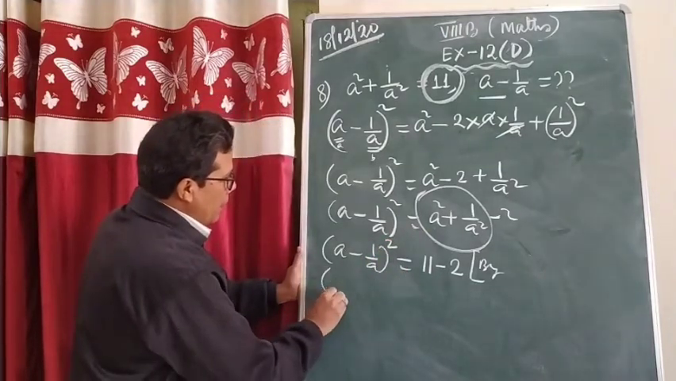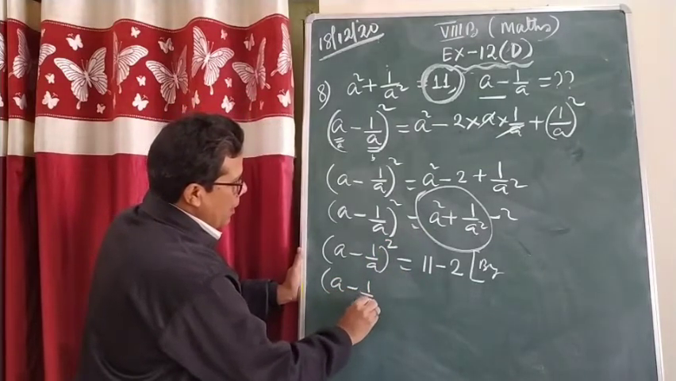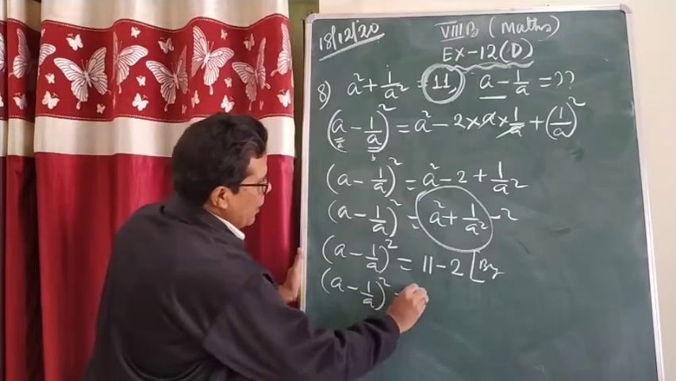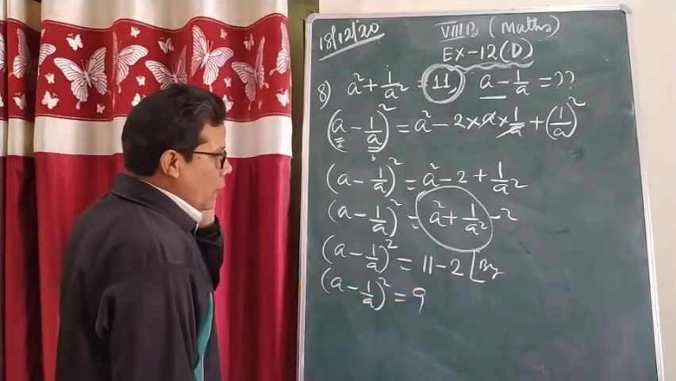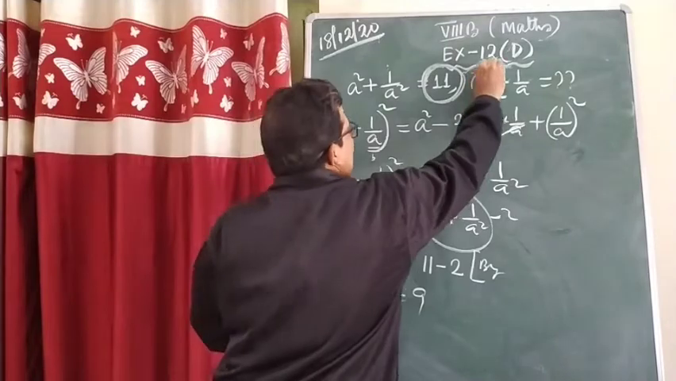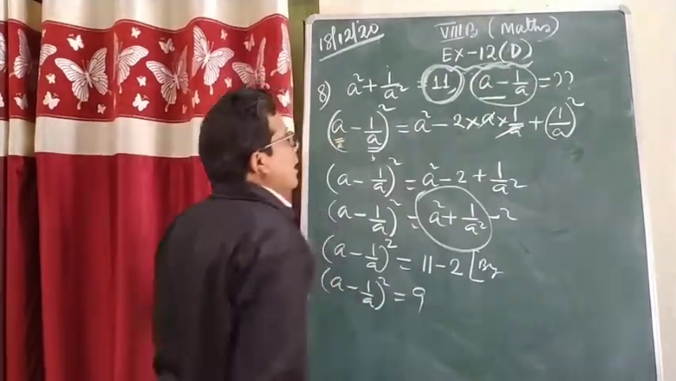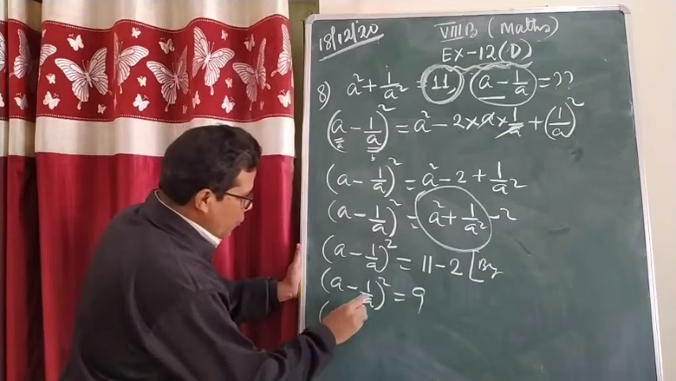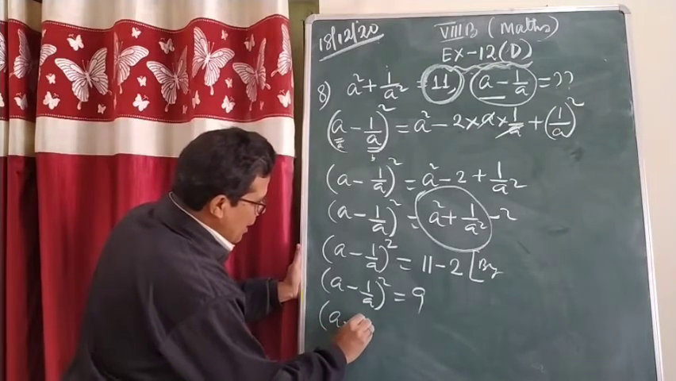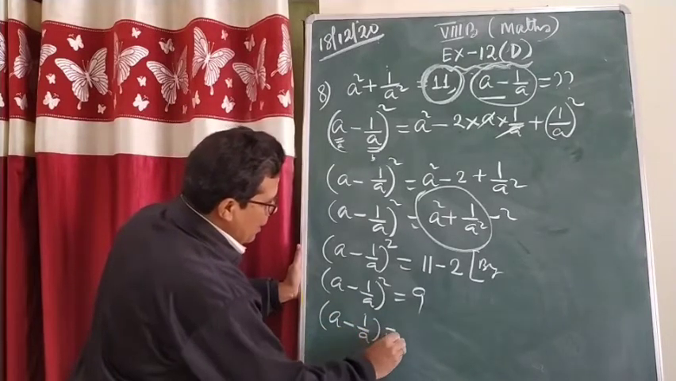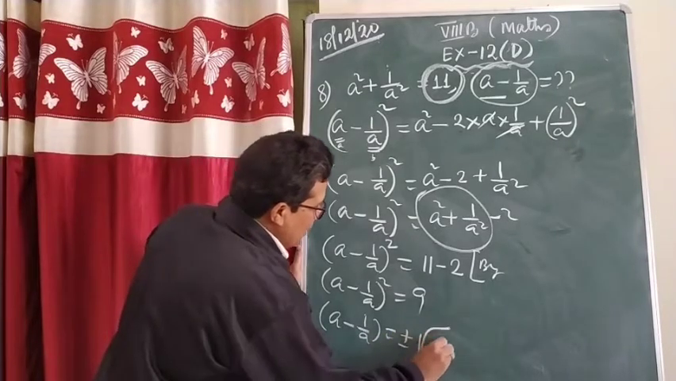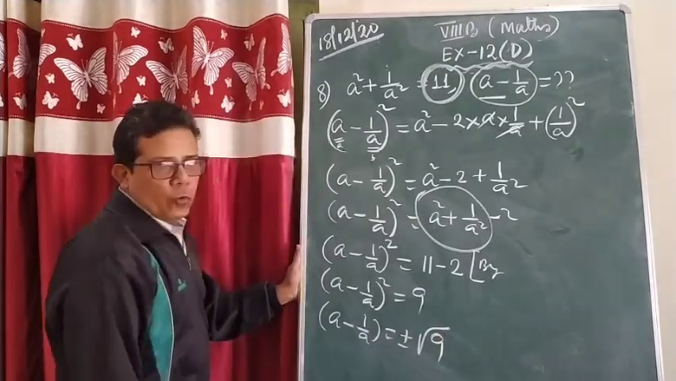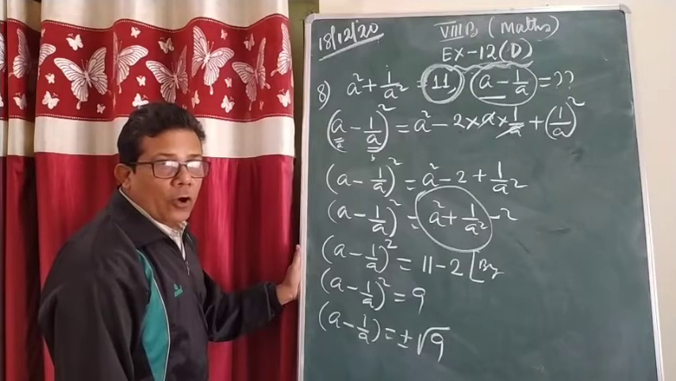So what will come, beta? A minus 1 by a whole square equal to 9 will come, or not. But you have to find the value of only a minus 1 by a. Like I explained to you, what do we have? In the square sign, so you write a minus 1 by a equal to plus minus, and then you are supposed to write the square root sign, or not?